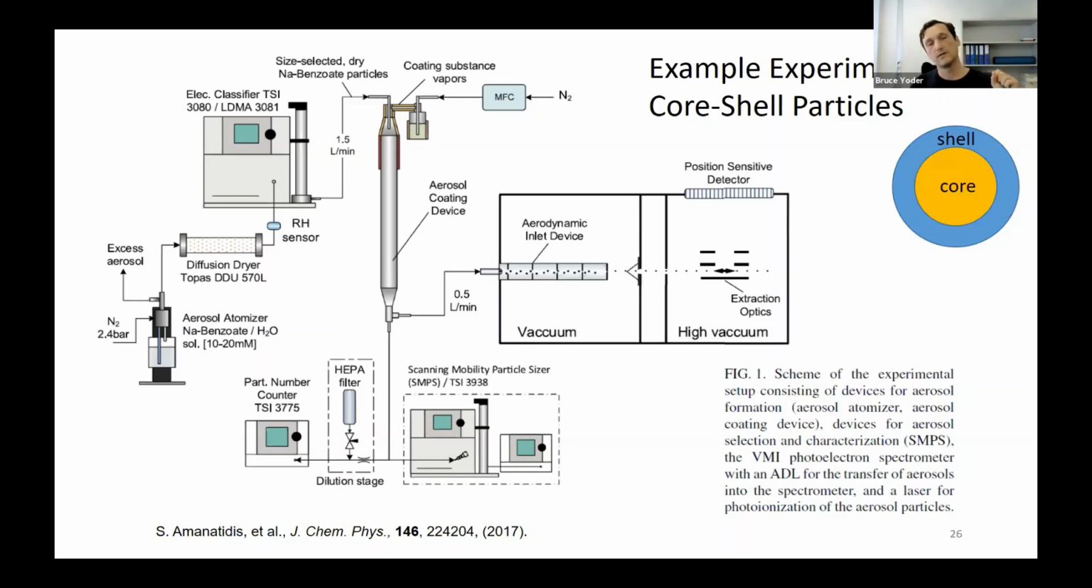The dry cores work as heterogeneous nuclei for condensation, and we can grow layers onto them. We can determine the layer thickness by measuring it with another scanning mobility particle sizer and let in some of the aerosol via an aerodynamic lens stack into an experiment. We did velocity map imaging, but you may do whatever you like.